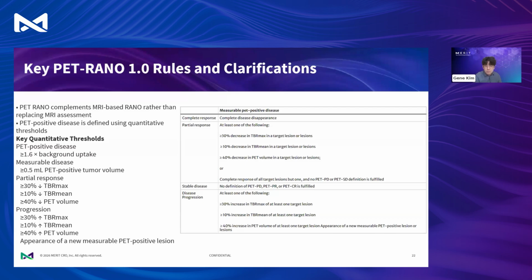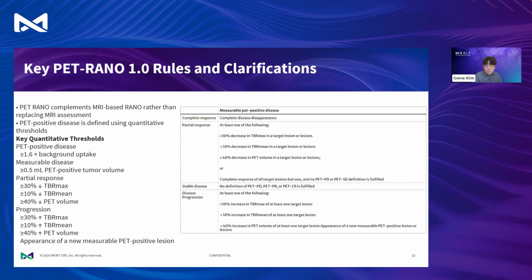So the PET RANO 1.0 runs alongside the MRI RANO. Both assessments are conducted and reported, and your protocol needs to pre-specify exactly how they interact. Is PET the primary endpoint, or is the MRI, or are they both co-primary endpoints? That decision has downstream implications and cannot remain ambiguous in the protocol.